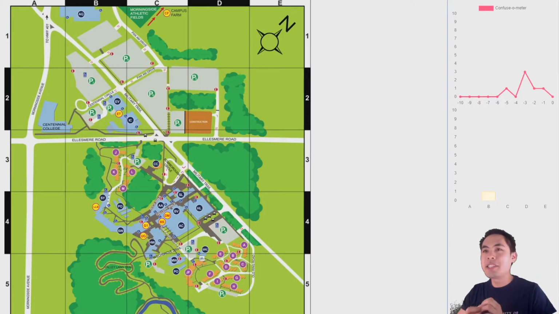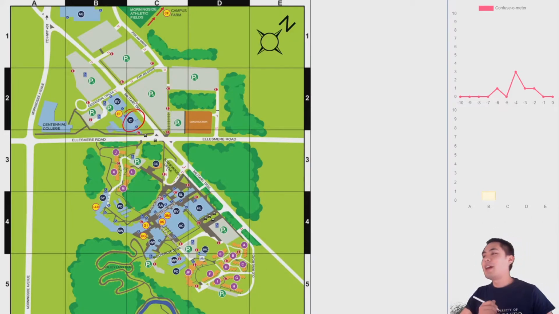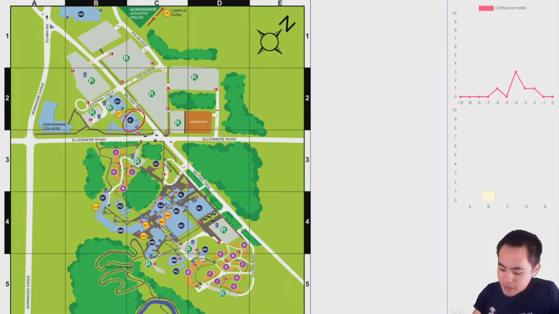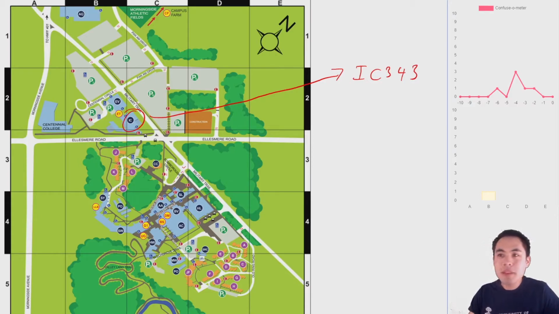So this here is a map of UTSC. I know many of you haven't actually been to, or haven't officially physically come to UTSC, but this is a map of the Scarborough campus. And let me write on it a bit. So this here, the IC building, is where my office is at. So my office is in IC 343. And if we were on campus right now, that's where I would be having office hours.